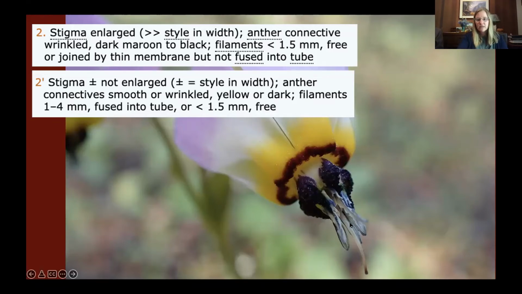So in this case, it's really important to remember the stigma. That's the very tip of the style, which is the receptive surface. And we can see in this case, it is pretty much exactly the same width as the rest of the style. So that's a really good indication, because some of these other characters are variable. So that's a really handy one. And then we do have these really dark anther connectives also.